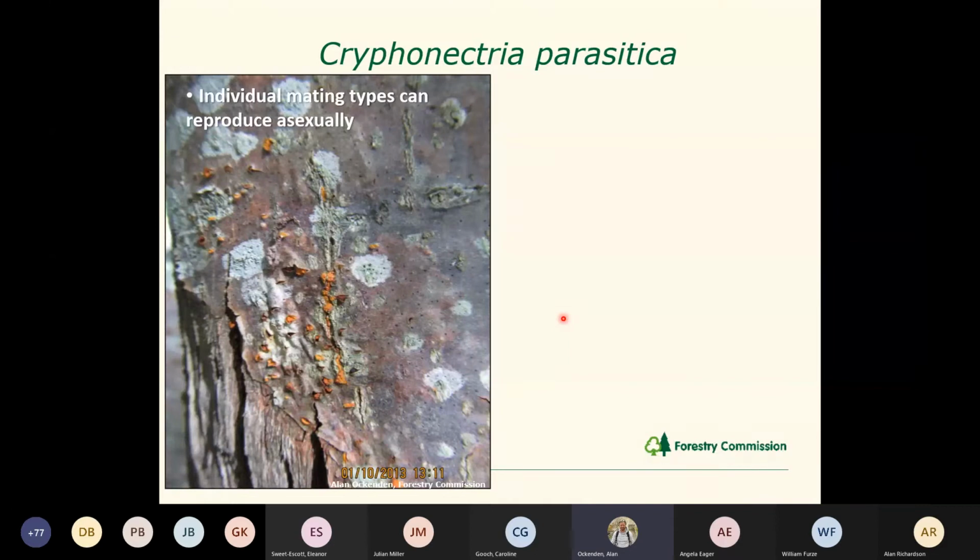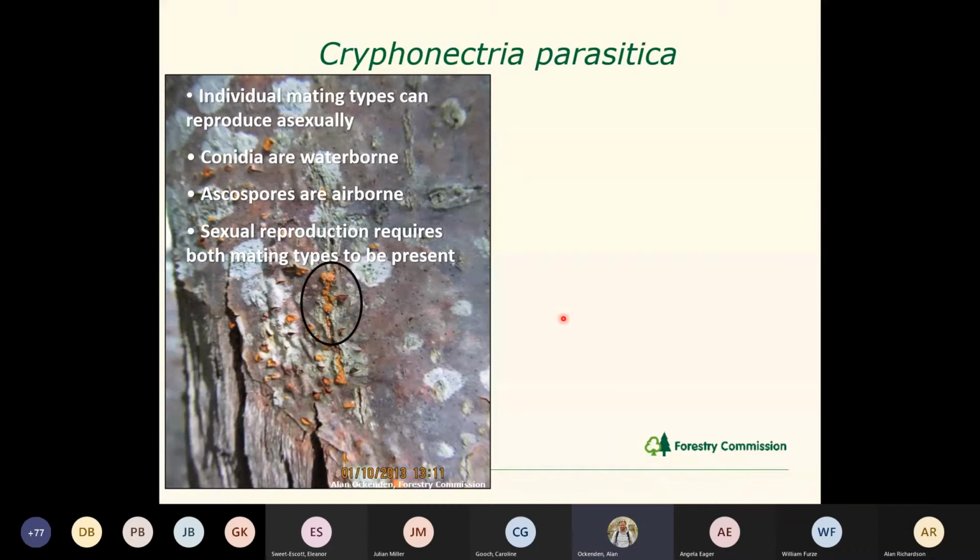So, a quick recap on that one. Individual mating types can reproduce asexually, as we were talking about, but they can also reproduce sexually using ascospores. The conidia are waterborne and can also be moved around through animal contact, but that's over short distances. What I really wanted to show you with this slide is this little section here.